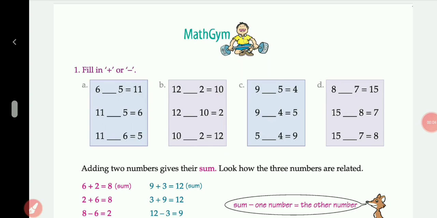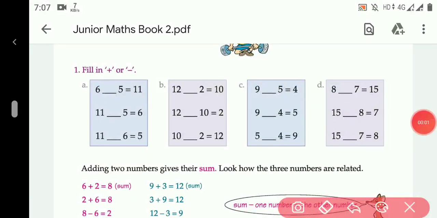This is your maths class and today we will do math gym. So the first question is fill in plus or minus. In this question you have to fill either plus or minus. First we will add them. If it is an addition then we will put the sign of plus there. If it is subtraction then we will put the sign of minus.